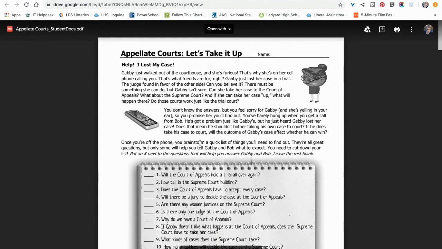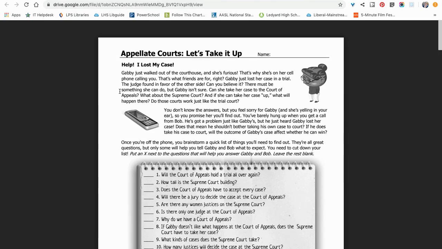Hi, everyone, it's Mrs. Smith, and now we're going to read appellate courts. Let's take it up. Help, I lost my case. Gabby just walked out of the courthouse, and she's furious. That's why she's on her cell phone calling you. That's what friends are for, right? Gabby just lost her case in trial. The judge found in favor of the other side. Can you believe it? Must be something she can do, but Gabby isn't sure.